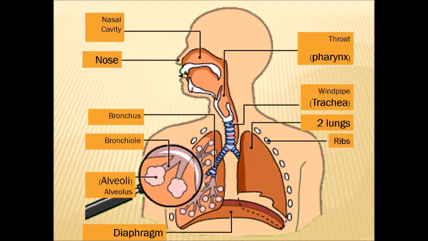Then the trachea is divided into two branches, which are called bronchus. Every bronchus will enter a lung. We have two lungs. The bronchus are divided into smaller tubes, which are called bronchioles. At the end of the bronchioles, we will find the alveoli. The alveoli are the air sacs that the oxygen enters and the carbon dioxide gets out from. Then the diaphragm muscle here, and these are the rib cage muscles that protect the lungs with the heart.